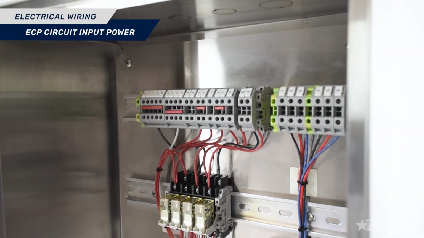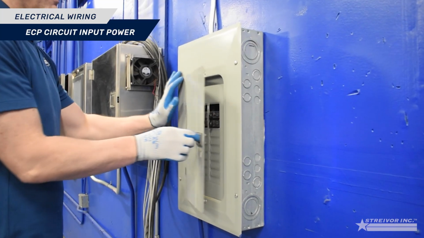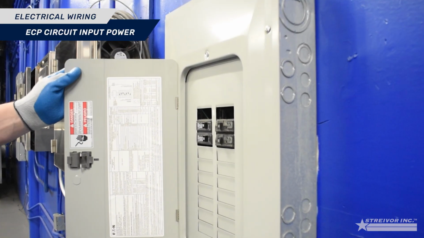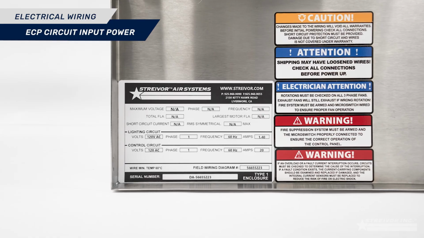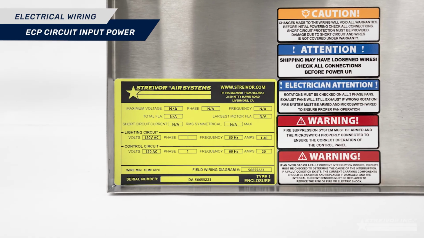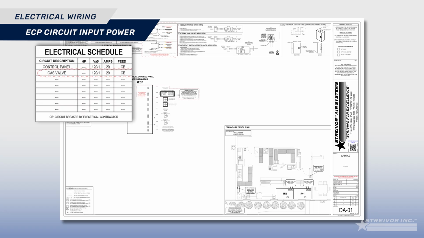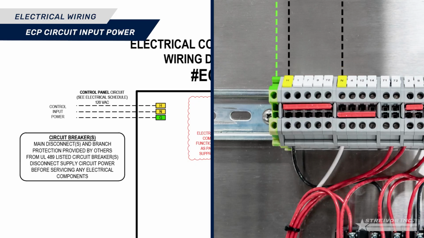To supply power to the electrical control panel (ECP), start by verifying that the circuit breaker voltage, phase, and amperage powering the ECP matches the requirements shown on the ECP drawings and the label located inside the ECP. After verifying the circuit breaker is the correct voltage, phase, and amperage, proceed to connect the 120 VAC single-phase power to the designated terminal blocks in the control panel.